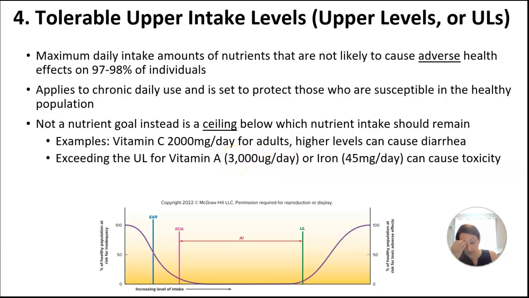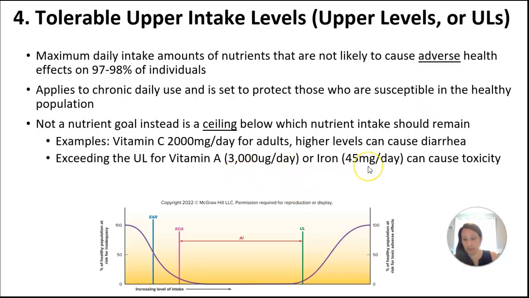If you have chronic overconsumption, if you chronically exceed the upper limit for vitamin A, it could be really bad. You could end up with liver damage, headaches, vision problems. It could even lead to coma and death. So again, chronically exceeding the upper limit would be bad.